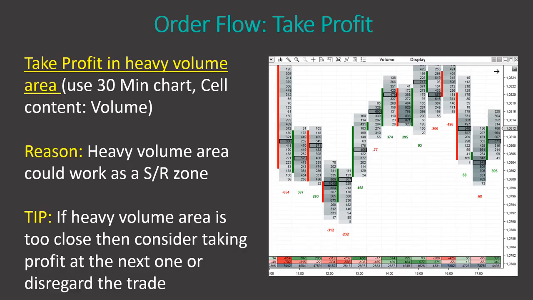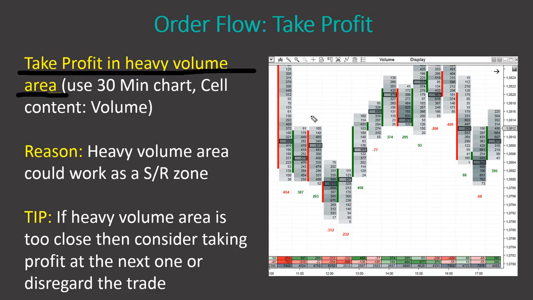Hello, this video is going to be about finding an ideal place for taking your profit using the order flow. Now, if I had to point out the one single most important thing from this video, which you need to remember, then it would be this. Take profit in heavy volume area. That's the most important message from this video.